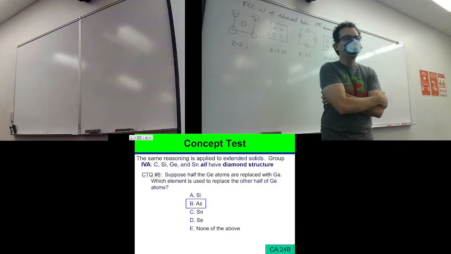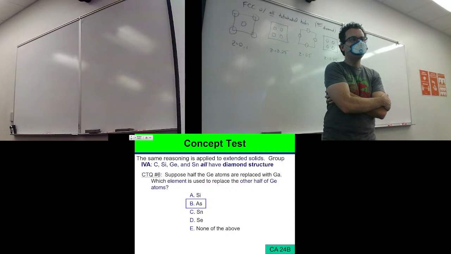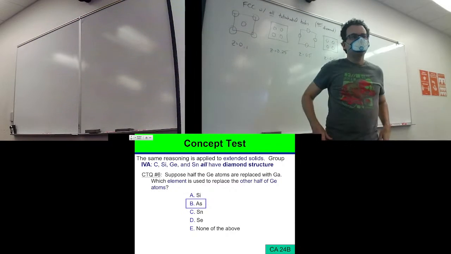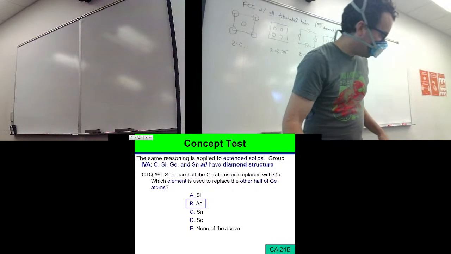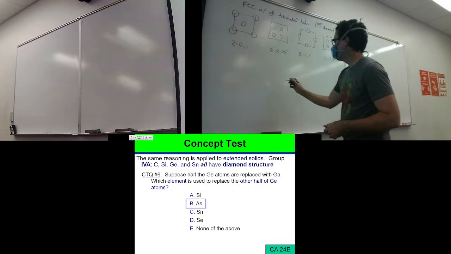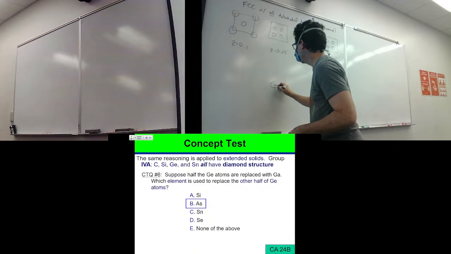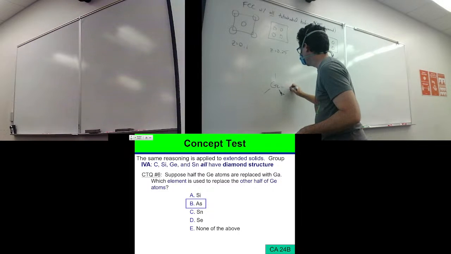Yeah? I'm just still kind of confused. Germanium has 4 valence electrons, and it's replaced half with gallium, and so gallium has 3. So we're trying to make it an average of 4?